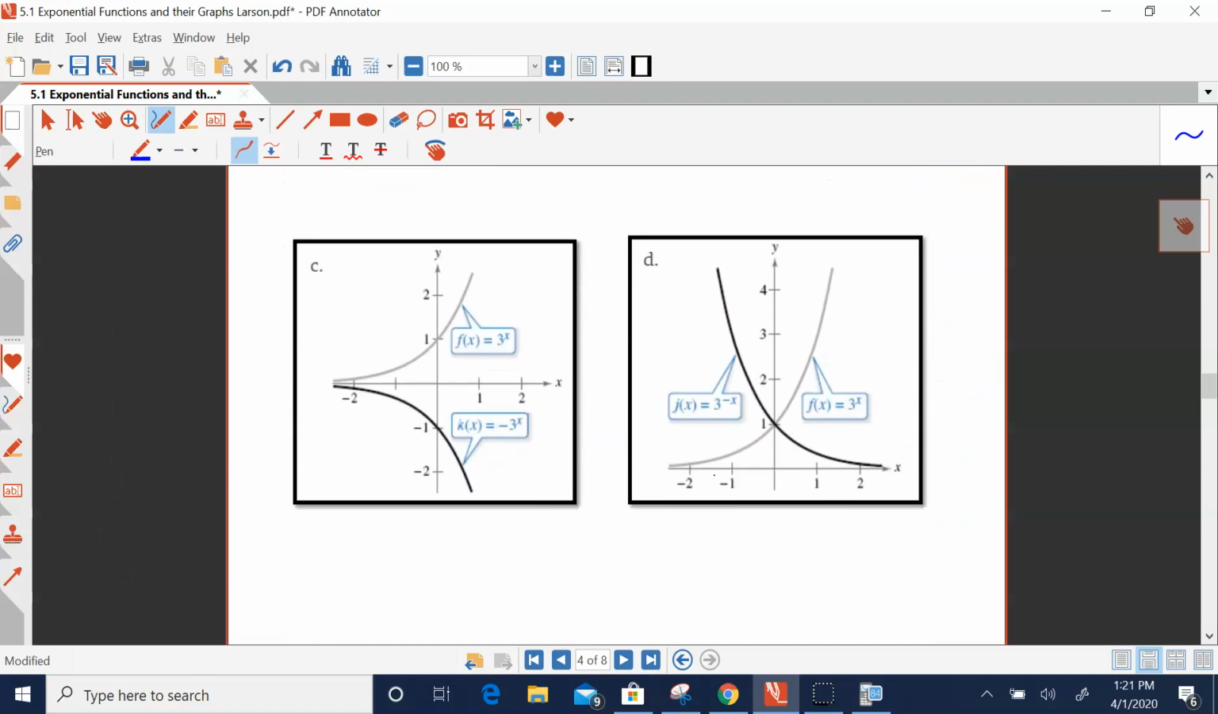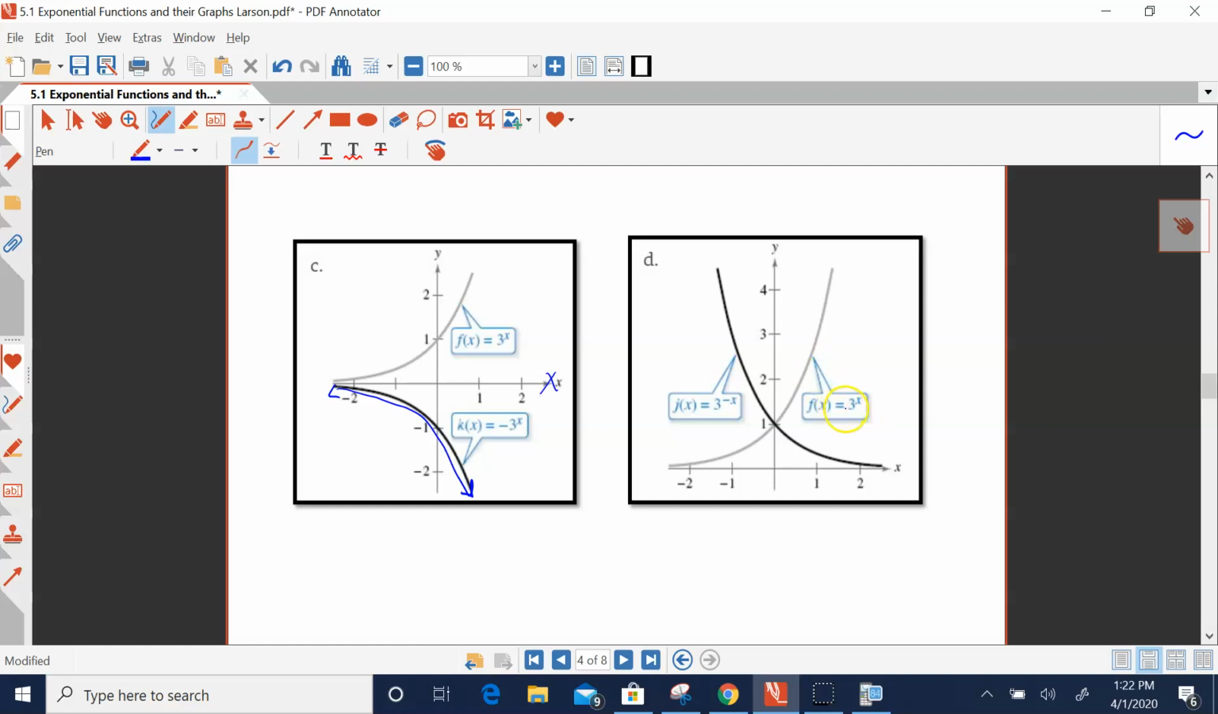So let's check these last two transformations out. Parent function is 3 to the x. I would like to graph -3 to the x. And remember, the negative in front just meant you flipped over or flipped across the x-axis. So it was a reflection across that x-axis. So our graph would look like the one you see here. That is a reflection across the x-axis.